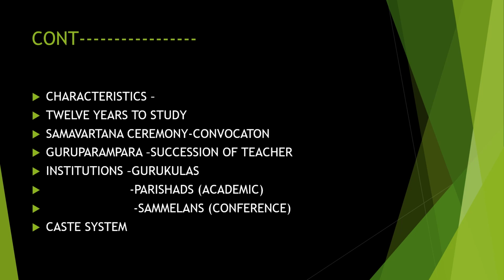Okay. Next is Parishats. Parishats means academies, a place to sit and study. Parishats are the Sammelans, that is, conferences. People of different knowledge came there to the conferences, and from there the students will get a lot of ideas and knowledge. And another characteristic is the caste system. We have heard about the caste system. It came only from the later Vedic age.